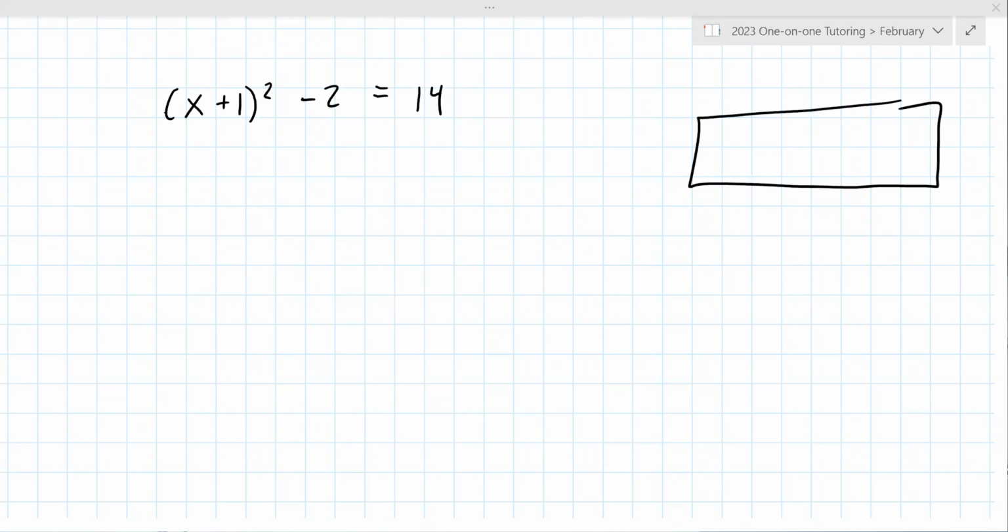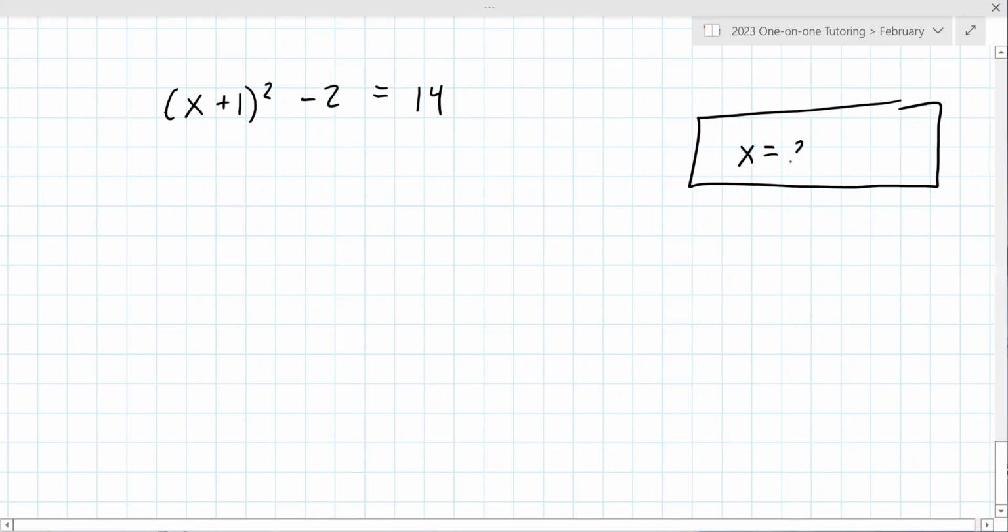All right, I have it. Okay, what is your final answer? X equals 3, X equals -5. Okay, and how confident are you in your answers here? I feel pretty confident about them.